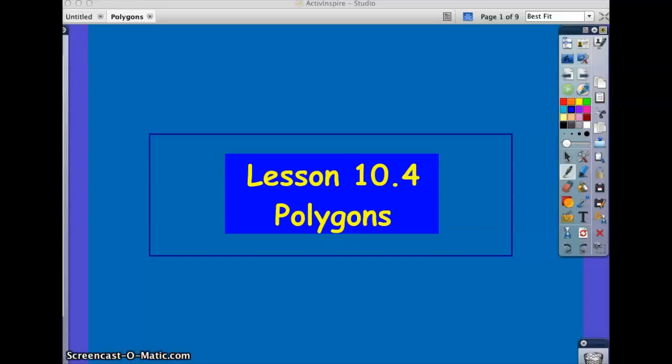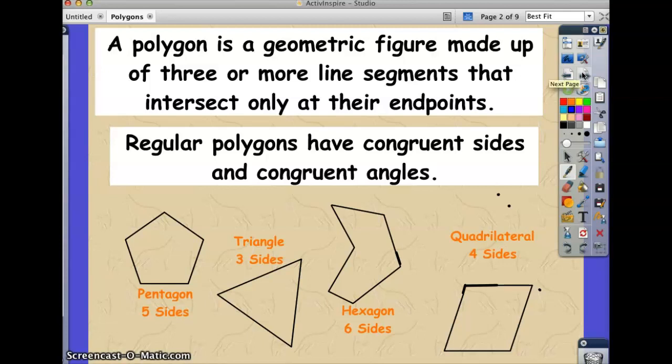Okay, this is lesson 10.4, polygons. Definition of a polygon is a geometric figure made up of three or more line segments that intersect only at their endpoints. So in other words, it's a three or more sided figure.